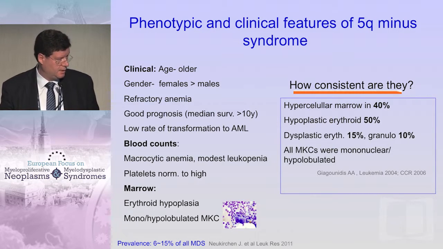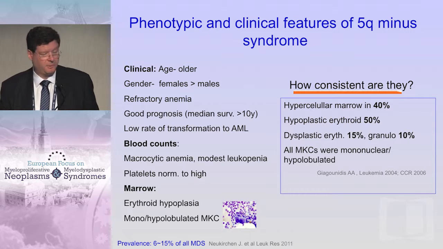The studies by Jagonidis, reported several times doing the survey on his patients, have shown that the hypocellular marrow is present in 40%, there might be hypoplastic erythroid lineages in 50%, dysplastic erythrocytes and granulocytes might not be that affected. But consistent is that all the megakaryocytes are monolobulated or hypolobulated.